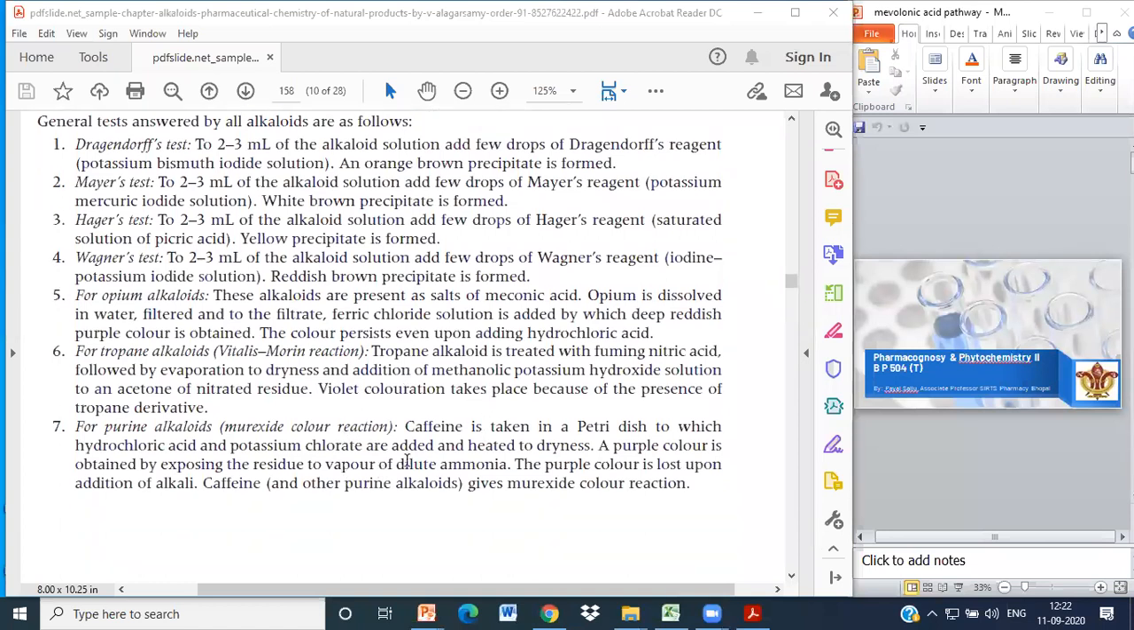Test for purine alkaloid. It is also called the Murexide color reaction. Caffeine is taken in a petri dish, to which hydrochloric acid and potassium chlorate are added and heated to dryness. So you have to take it specifically for purine alkaloid; one of the drug examples is caffeine. Purple color is obtained by exposing the residue to vapor of dilute ammonia. So when you expose this residue to the vapors of dilute ammonia, a purple color is obtained, which is lost upon addition of any alkali. Caffeine gives the Murexide color reaction.